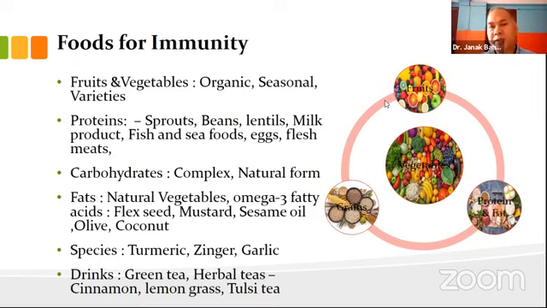we can choose milk and milk products. And if we go for non-veg, fish and seafoods are a better choice. So we should choose like that. So another thing is the carbohydrate.